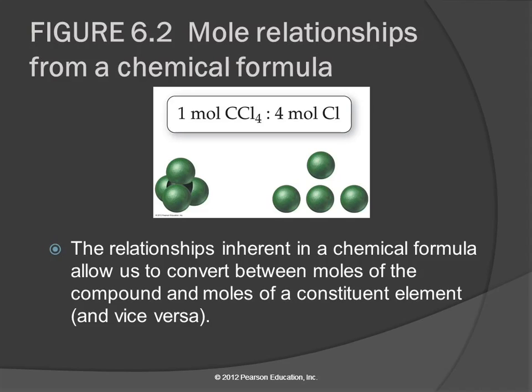So we've got these inherent relationships. Here's a picture of carbon tetrachloride. One molecule of that has 4 chlorine atoms in it. 1 mole of this has 4 moles of chlorine in it. And so that allows us to convert between moles of the compound and moles of one of the elements in the compound.